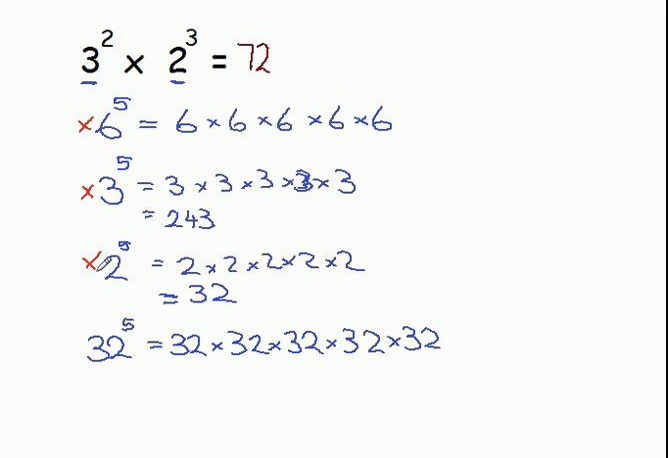So none of these methods work. So what that tells us is that if the bases aren't the same here, we can't add these indices at all. We just need to leave that as 3 to the power of 2 times 2 to the power of 3, and that's all we can do with it.